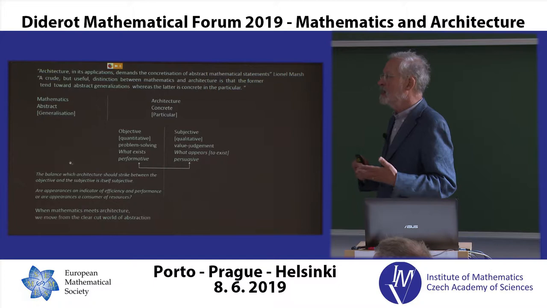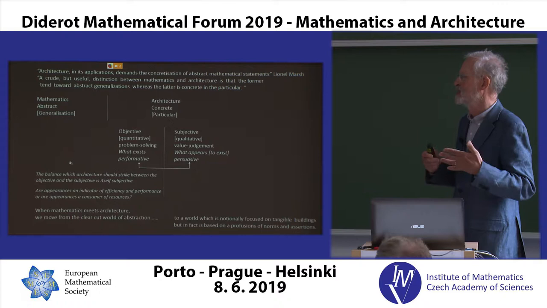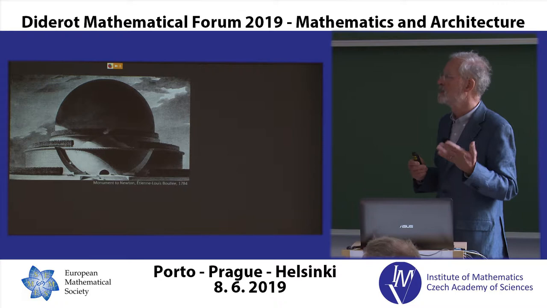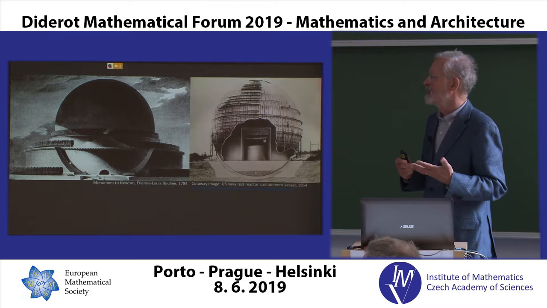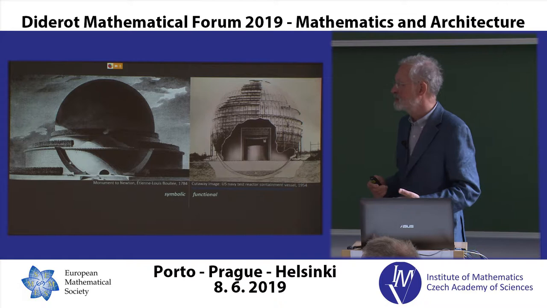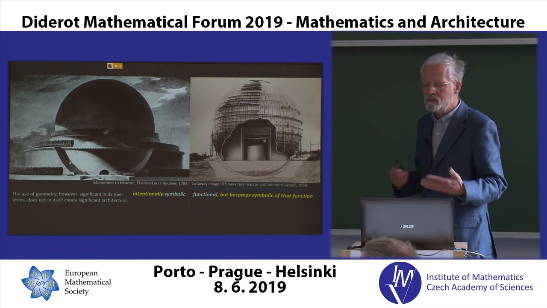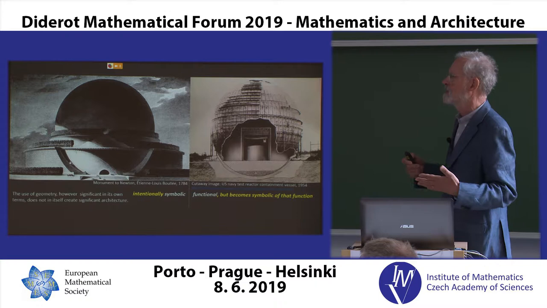So when mathematics meets architecture, we move from the clear-cut world of abstraction to a world which is notionally focused on tangible buildings, but in fact is based on a profusion or confusion of norms and assertions. Here we have a monument to Newton, and here we have a nuclear reactor. One is symbolic, the other is functional. This is intentionally symbolic, this is functional, but becomes a symbol of that function. However great the geometry is, this is a generalization, not just of spherical buildings; however great the geometry is, it doesn't necessarily mean that the architecture is great.